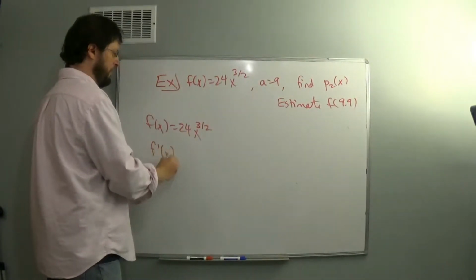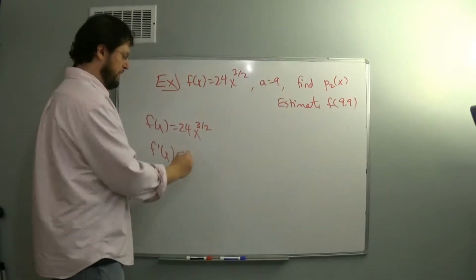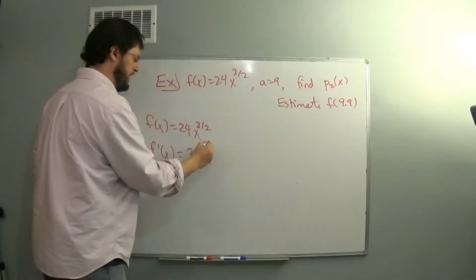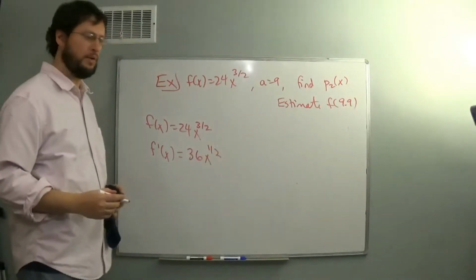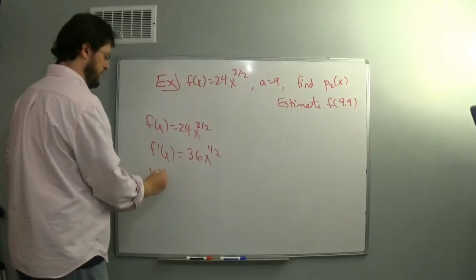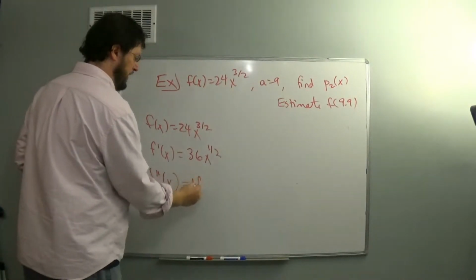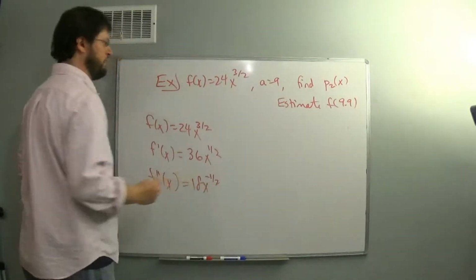The first derivative is 3 halves times 24, which is 36, then x to the 1 half, exponent goes down by 1. The second derivative will be 18 x to the negative 1 half.